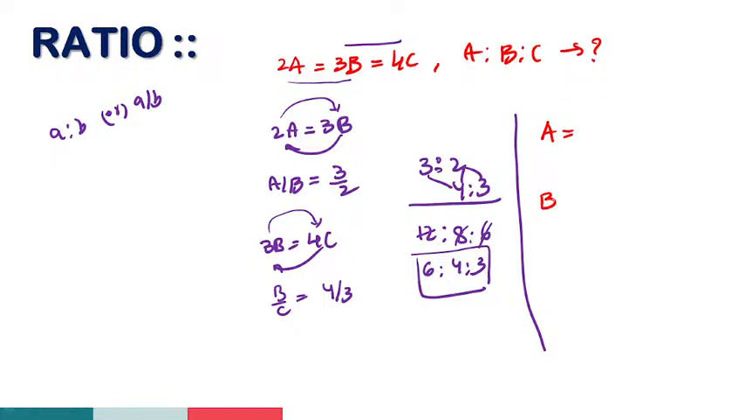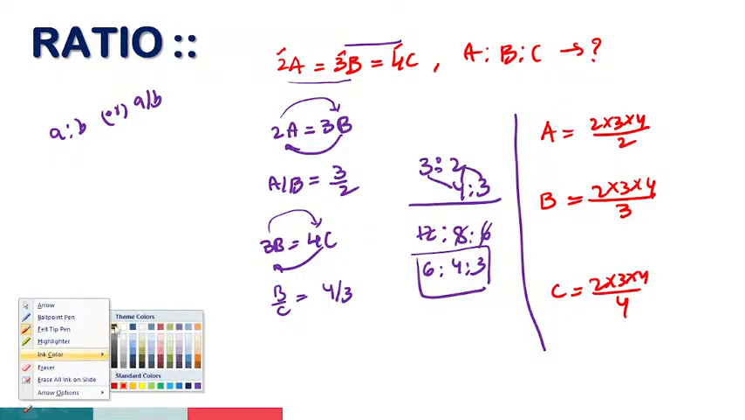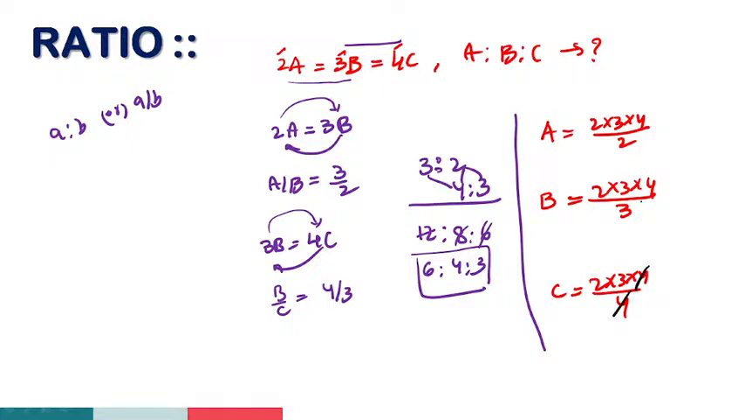So we have to find the a value, b value and c value. Here a is how many parts? Two parts. b is how many parts? Three parts. c is how many parts? Four parts. Then 2 into 3 into 4 by 2 is the a value, 2 into 3 into 4 by 3 is the b value, and 2 into 3 into 4 by 4 is the c value. So let me calculate: 4 4 cancel, 3 3 cancel, 2 2 cancel.